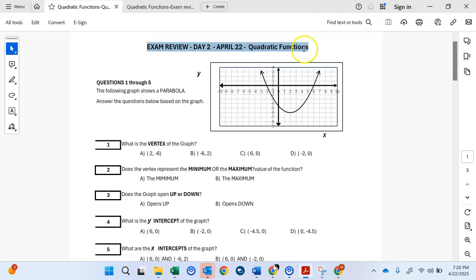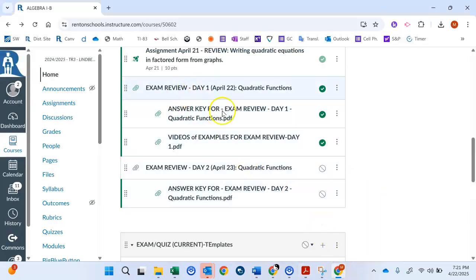Okay, today we are doing this assignment to review for our exam on Thursday, or whenever we end up having it, depending on the class you're in. If you're on Canvas, you may see something like this. You're going to see the exam review document. I think I already printed it for you, but if not, you can find the document here.